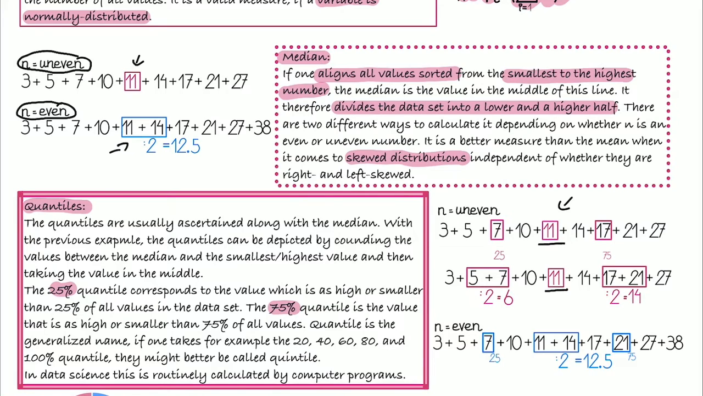Now, what does a 25% quantile mean? For example, 7 is the value that is as high or smaller than 25% of all values in the dataset. 21 is as high or smaller than 75% of the whole dataset. And just by the way, usually in data science you do not compute these values by hand, you use computers. There are certain computer programs which do this.